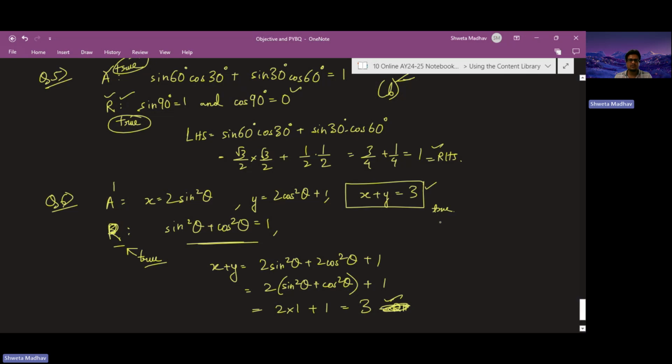So the assertion is true, the reason is also true, and the reason is the correct explanation of the assertion, since we are using the fact that sine square theta plus cos square theta is 1 to find the value of x plus y. So here option A is the correct answer.